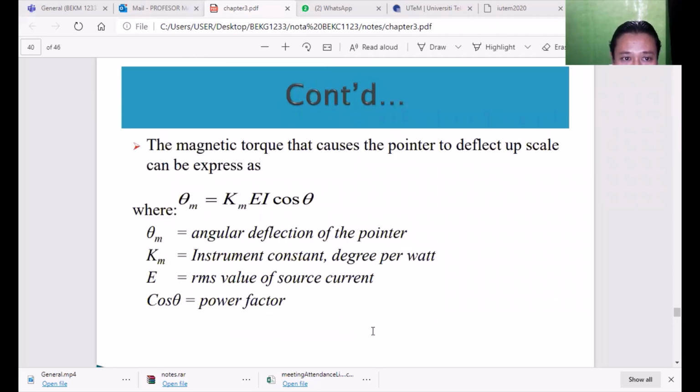Alright, so this is the formula to calculate the angular deflection of the pointer. Theta m equals Km times I times E times cos theta. Km is the instrument constant, with the unit degree per watt, normally given. E is the RMS value of the source voltage, I is the current, and cos theta is the power factor.